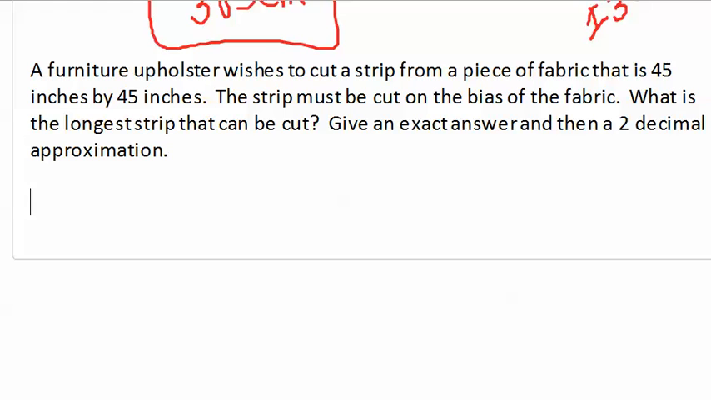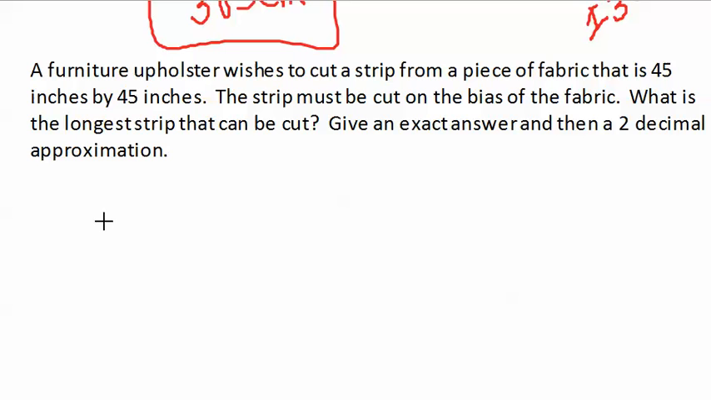One more example for you. Let's say that a furniture upholsterer wishes to cut a strip from a piece of fabric that is 45 inches by 45 inches. The strip must be cut on the bias of the fabric. Basically what that means is the diagonal. What is the longest strip that can be cut? Find an exact answer and then round that to a 2 decimal approximation.